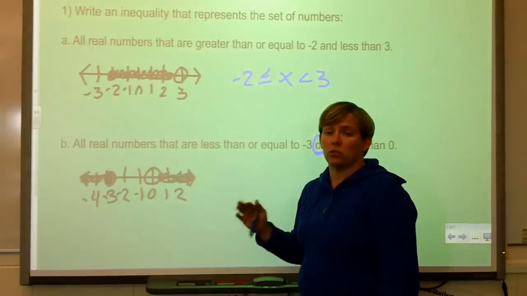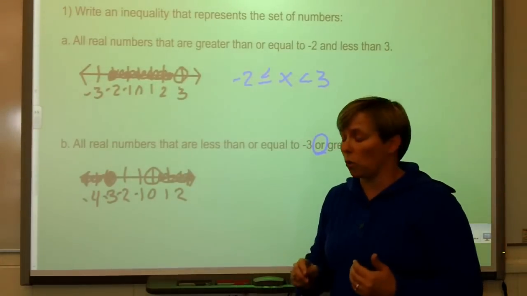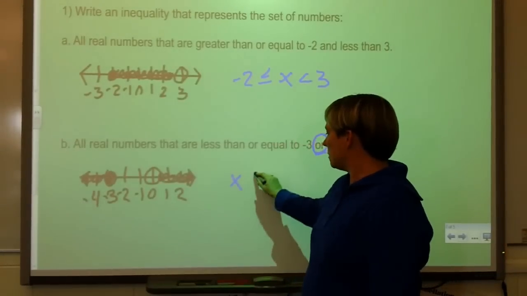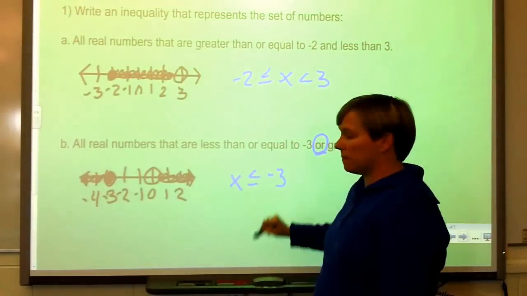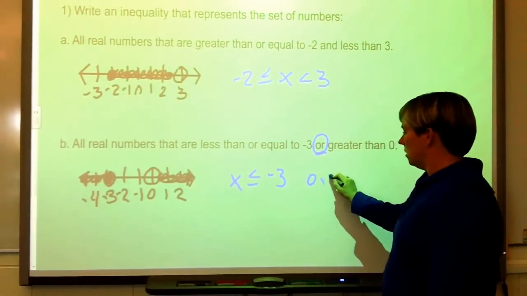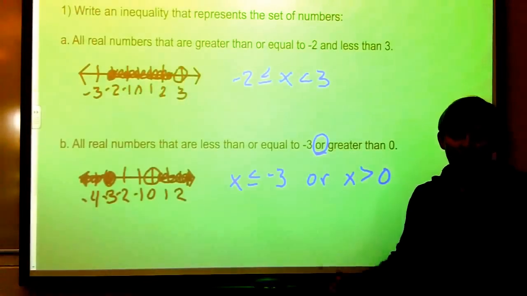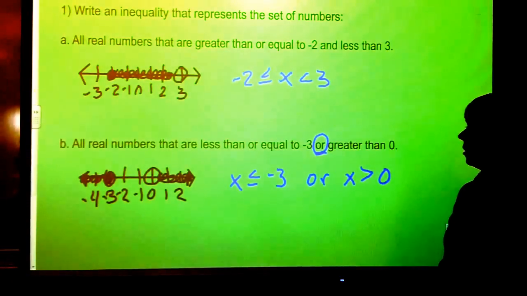These compound inequalities are a little easier to write because you use the word or. I'm going to start with this side and say, okay, x has to be less than or equal to -3 or x has to be greater than 0. And that's how I would write my or statement for a compound inequality.